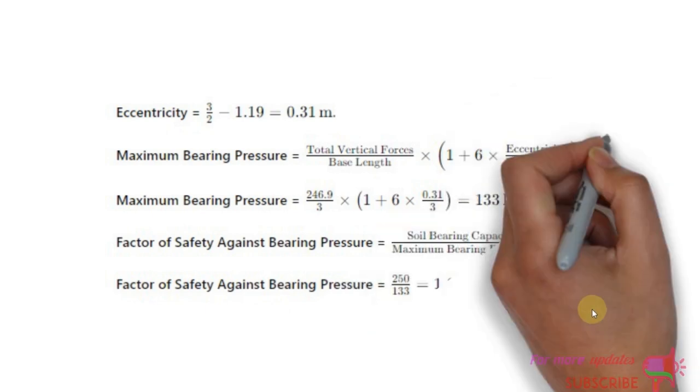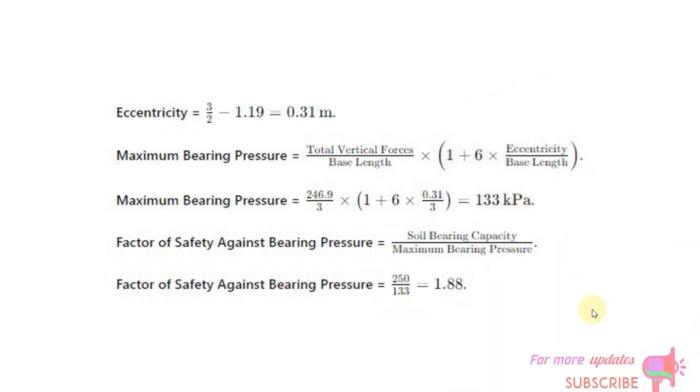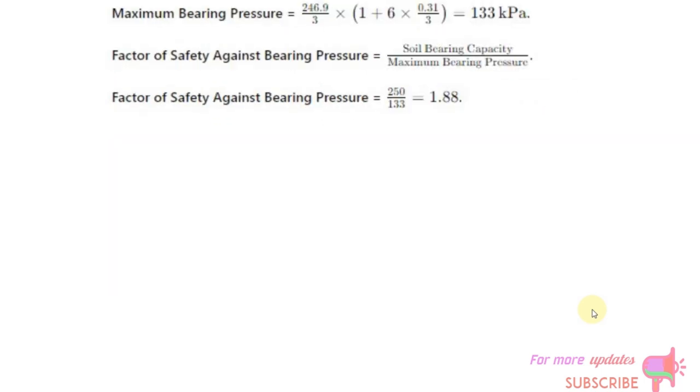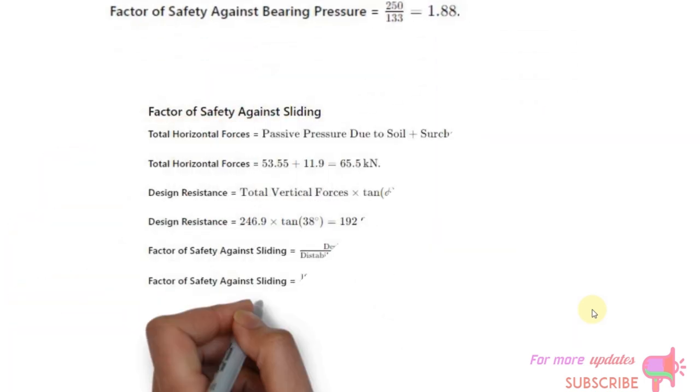Maximum bearing pressure equals the sum of vertical forces divided by base length multiplied by 1 plus 6 multiplied by eccentricity of vertical forces divided by length of the base of the retaining wall. Therefore, maximum bearing pressure is equal to 133 kilopascals. Remember, the safe bearing capacity of the soil was provided as 250 kilopascals. Factor of safety against bearing pressure is equal to 250 divided by 133, which gives 1.88. Let's do the same for horizontal forces to find the factor of safety against sliding.